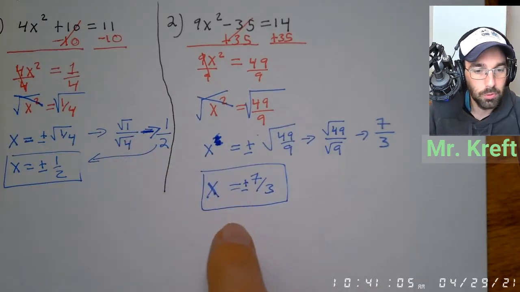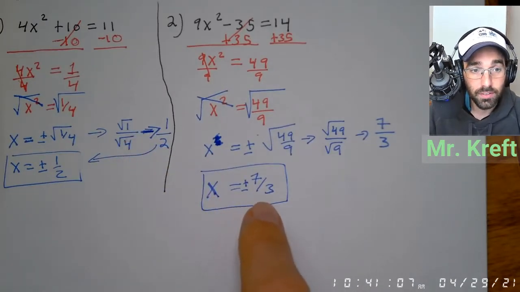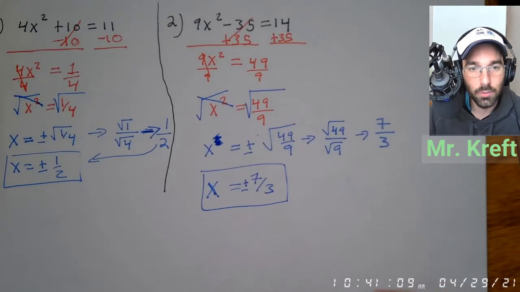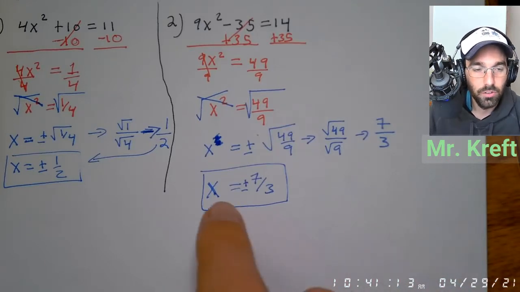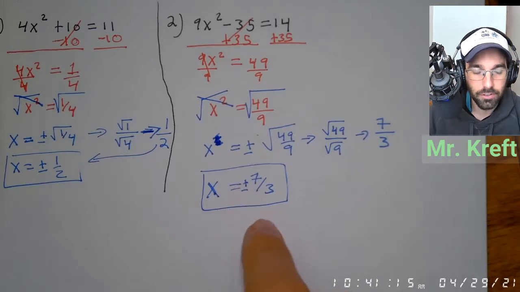In this case, decimals would be really bad, right? Because since it's divided by 3, this is what's called an irrational decimal, because it goes on forever. It repeats forever. So we'd want to keep this as a fraction.